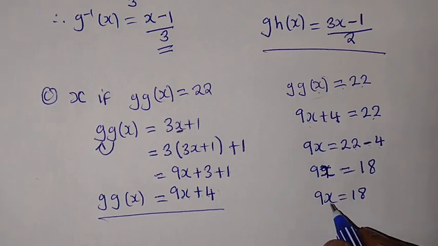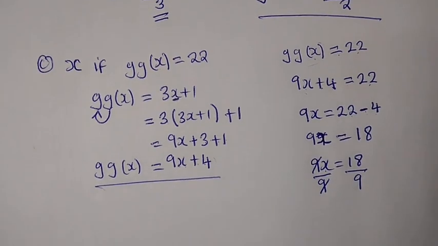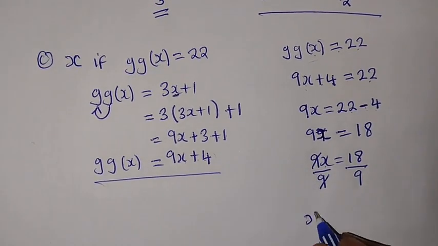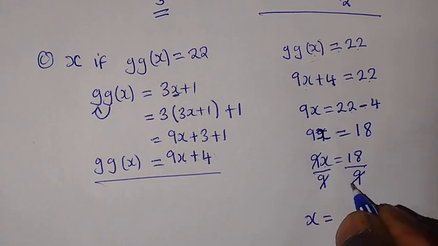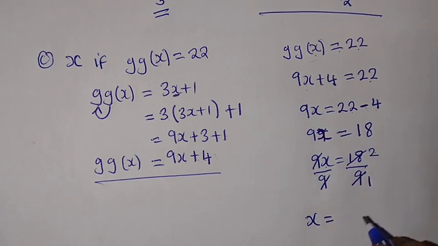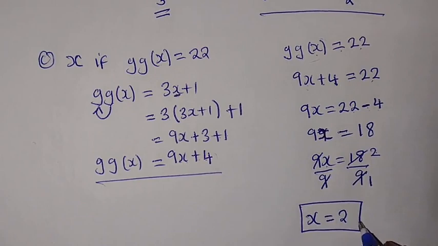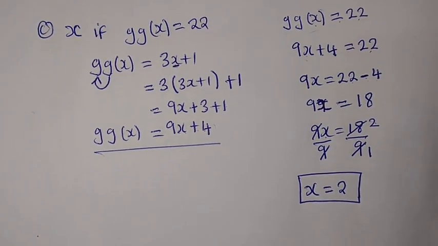So since we want to find the value of x, it means that we are going to divide by 9, even this side by 9, so that this 9 and this 9 will cancel. We just remain with what? With x equal to 18 over 9. 9 into 18 is a 2. So the value of x is equal to what? A 2. So we have found the value of x.